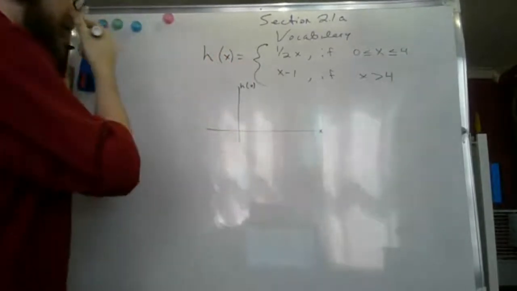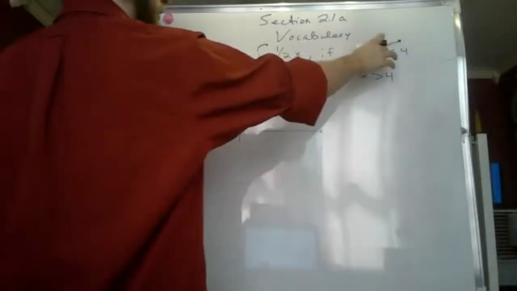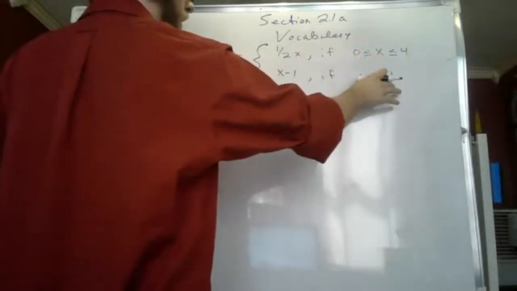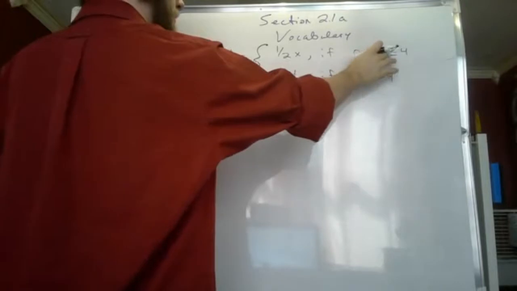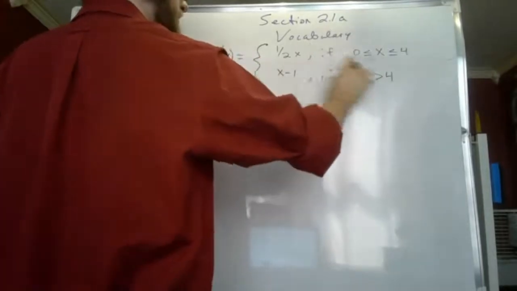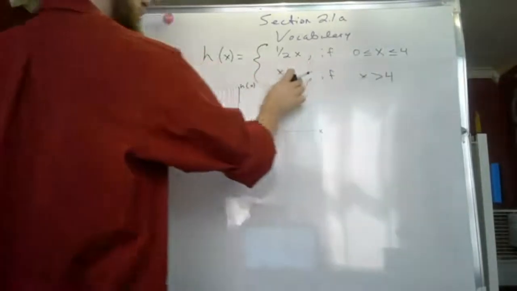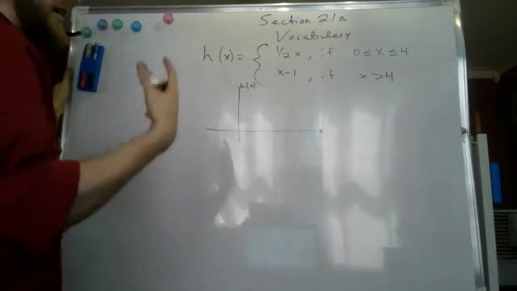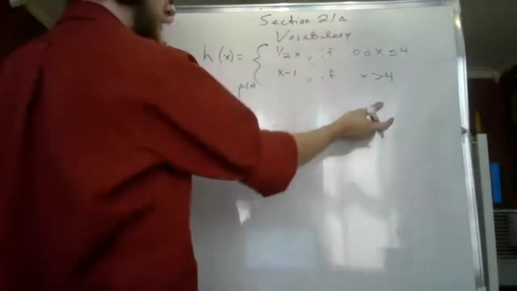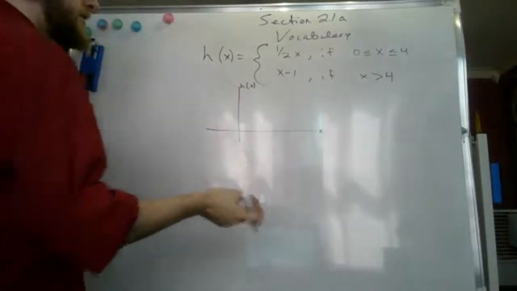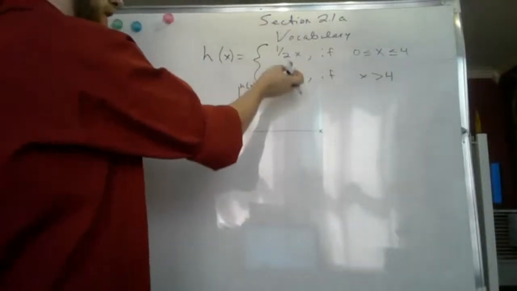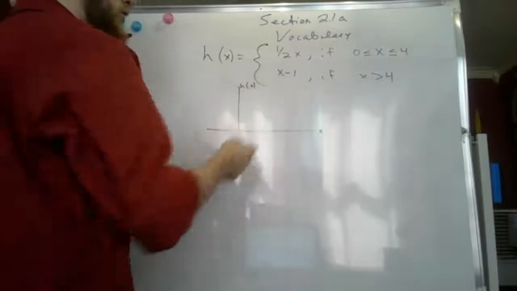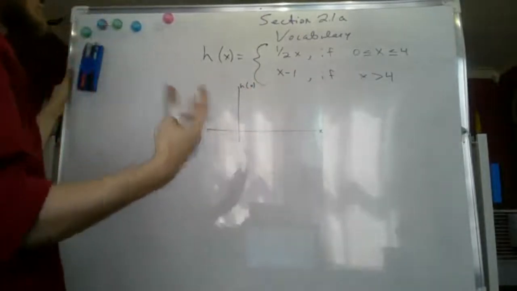Well, let's just start with something easy. It looks like this only accounts for positive x. If x is between 0 and 4, we do this. If x is greater than 4, we do this. This doesn't say anything about if x is negative. In that case, because it doesn't specify anything for a negative x, we don't have anything to graph with it. So we actually don't have negative values of x.